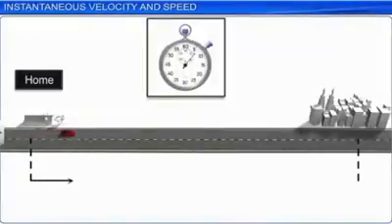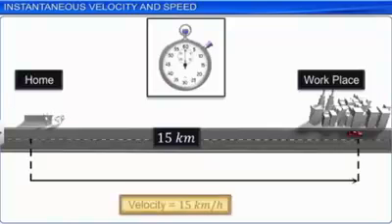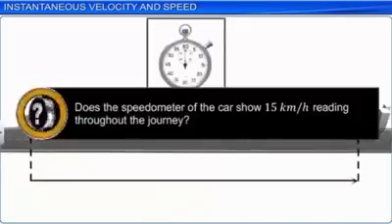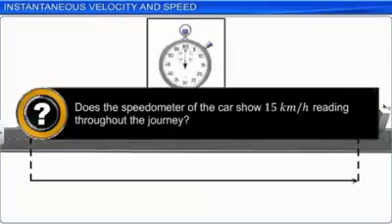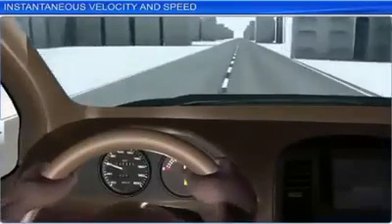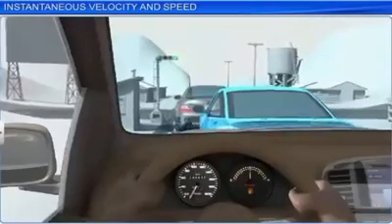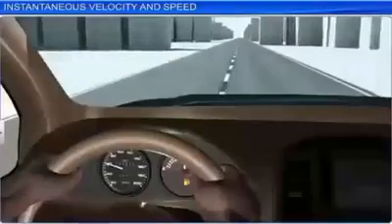A man travels by car from his residence to his office, which is 15 kilometers away on a straight road, in 1 hour. We can say that the average velocity of the car is 15 kilometers per hour. Does the speedometer of the car show a reading of 15 kilometers per hour throughout the journey? No. The speedometer reading was fluctuating continuously between 0 kilometers per hour at signals, 5 kilometers per hour at traffic jams, and 60 kilometers per hour on the freeway.